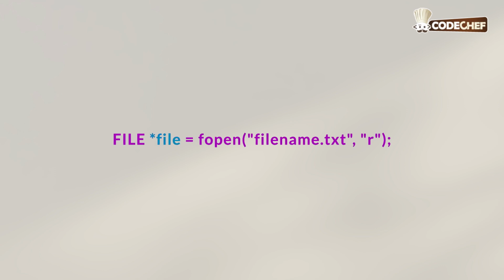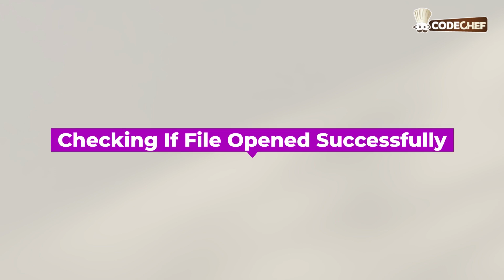FILE asterisk file declares a file pointer. A file pointer is a special type that C uses to keep track of an open file. Think of it as a bookmark that remembers where you are in the file. fopen is the function that opens the file. filename.txt is the name of the file you want to open. Make sure this file exists in the same directory as your program, or provide the full path. r is the mode. The letter r stands for read mode.